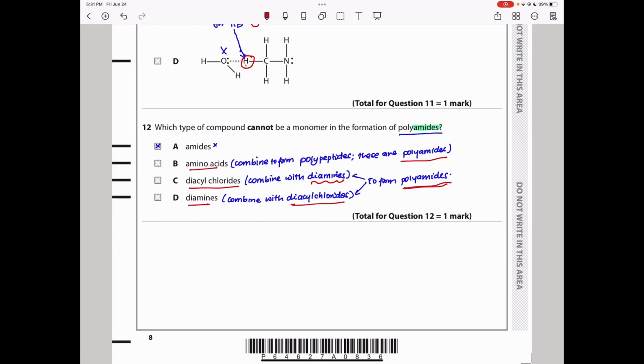However, A does not make sense because you cannot combine two amides and end up forming a polyamide, which is wrong. So that is wrong. Remember, we are looking for something that cannot be a monomer. A cannot be a monomer. Remember again, amino acids can be linked to form proteins, and proteins are polypeptides, basically. Diacyl chlorides and diamines all can be used to form polyamides. So I will continue to the next part.